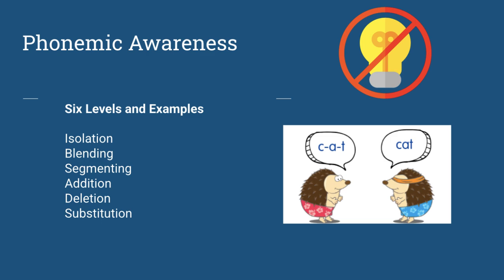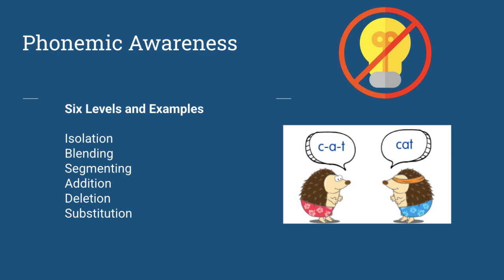As we previously discussed, phonemic awareness is the ability to recognize and manipulate individual sounds within spoken language. There are 6 levels within phonemic awareness, going from easiest to hardest. These include isolation, blending, segmenting, addition, deletion, and substitution. Isolation is the ability to identify individual sounds within a word, regardless of where they are in that word. For example, when a child isolates the "ah" sound in the middle of the word cat.